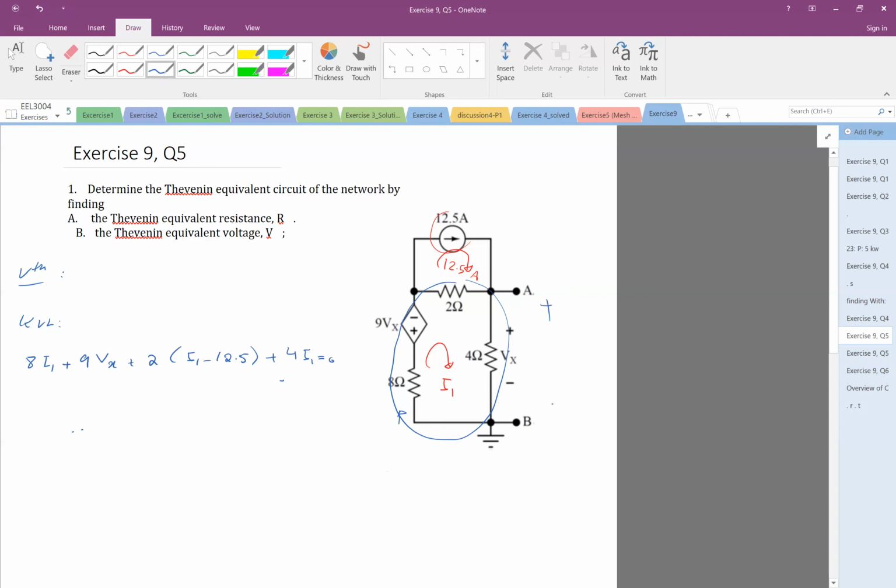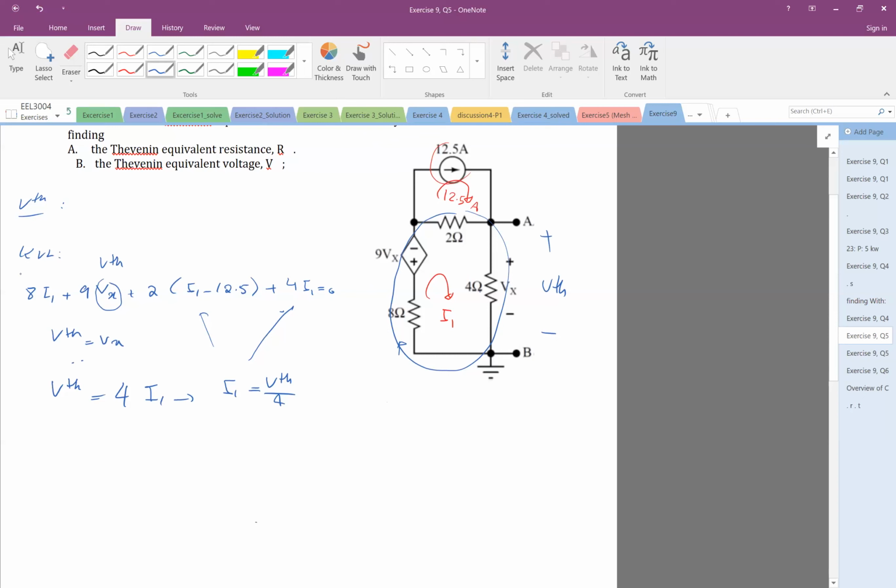And by the way, this is V Thevenin, open circuit V Thevenin, which is in this case exactly equal to V of X. So basically V Thevenin is equal to V of X. And I1, if you look at this, I1 is the current here. So basically, we can also say V of X is 4 times I1. In other words, I1 is V Thevenin divided by 4. So I just replace I1 in that first equation. So this is my main KVL.